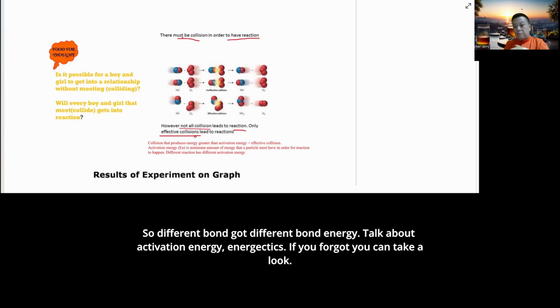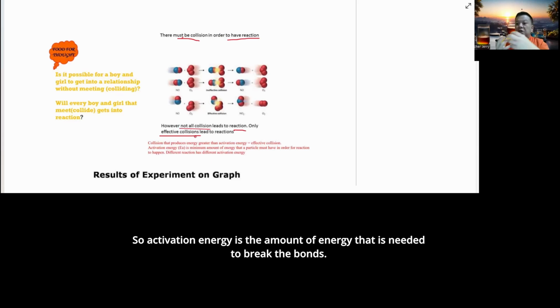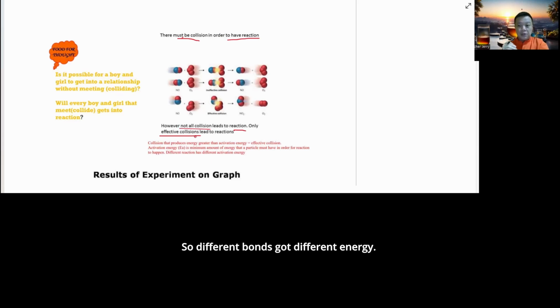So different bonds got different bond energy. We talk about activation energy in energetics. If you forgot, you can take a look. So activation energy is the minimum amount of energy needed to break the bonds. So different bonds got different energy.